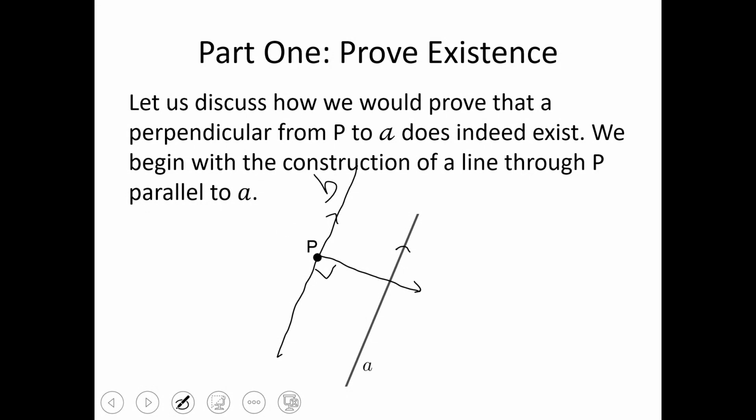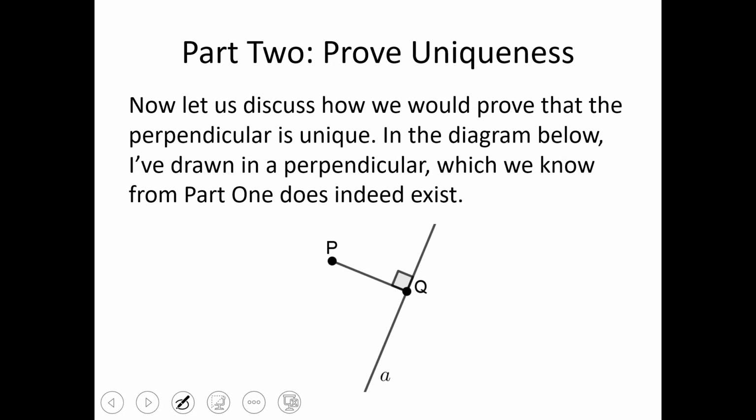If we call the right angle 1 and the angle on A 2, we know that 1 and 2 must be supplementary, but an angle supplementary to a right angle is itself a right angle. So that ray must make a right angle with A as well. So we now know that it is possible to construct the perpendicular from P to A. We know that that can be done, but we haven't yet proven that that perpendicular is unique.